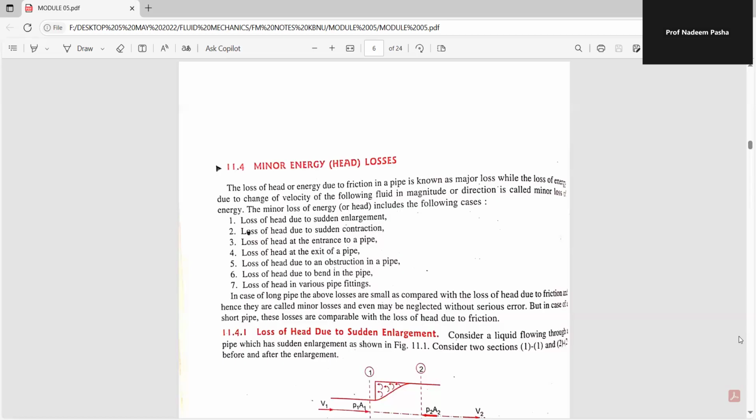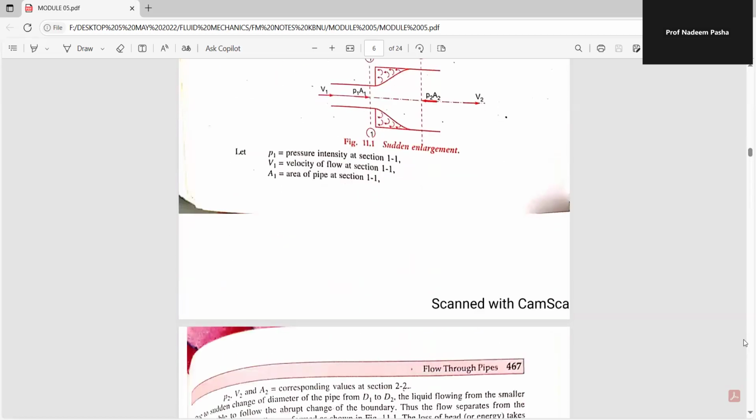Last but not the least, loss of head in various pipe fittings. If your pipe fittings are not properly done, then also there will be loss of energy due to pipe fitting. Now we will see what are the formulas used to calculate loss of head due to obstruction in a pipe.